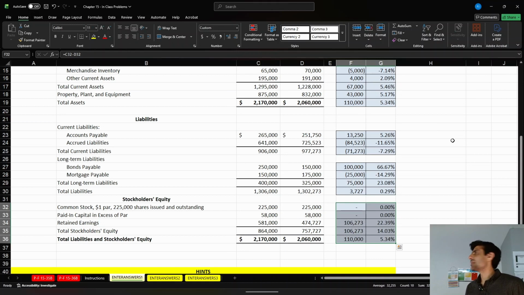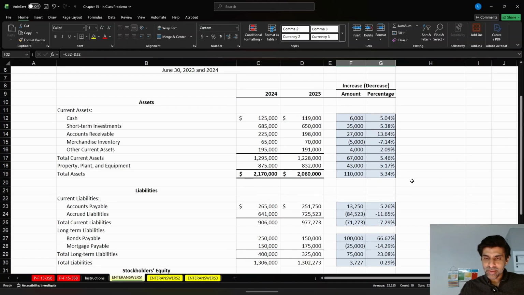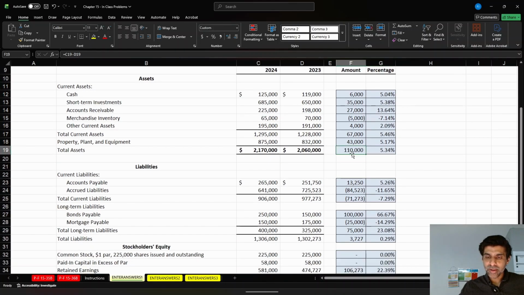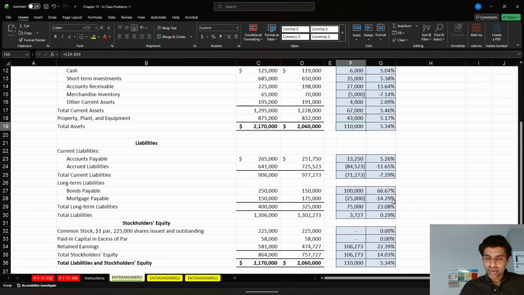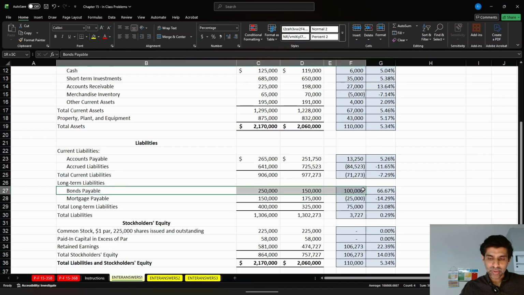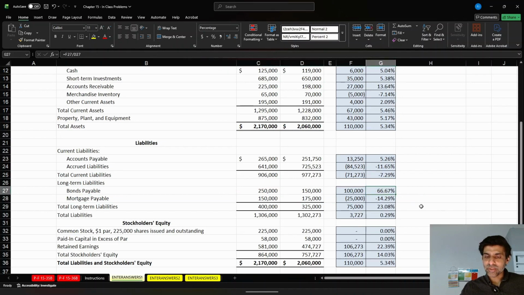Okay. It literally took, again, if you have some basic knowledge of Excel formulas, it's done now. So now we can do a little analysis. We can see what the big dollar changes were and the big percentage changes. So for example, this 66% increase in bonds payable. This is standing out to me because not only is it a big percentage increase, it's also a big dollar increase. And you can see here that we issued a lot more bonds.